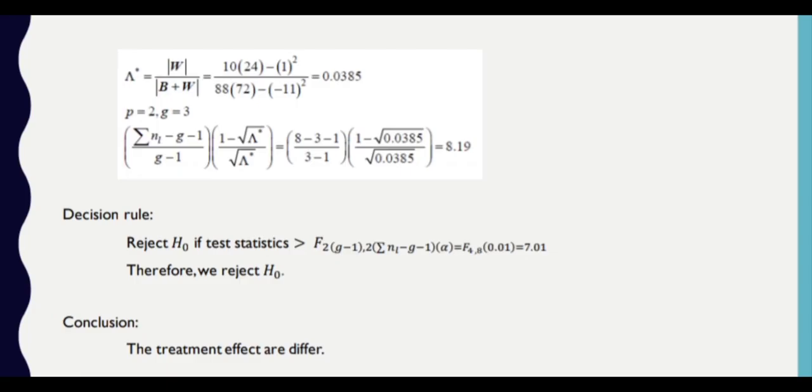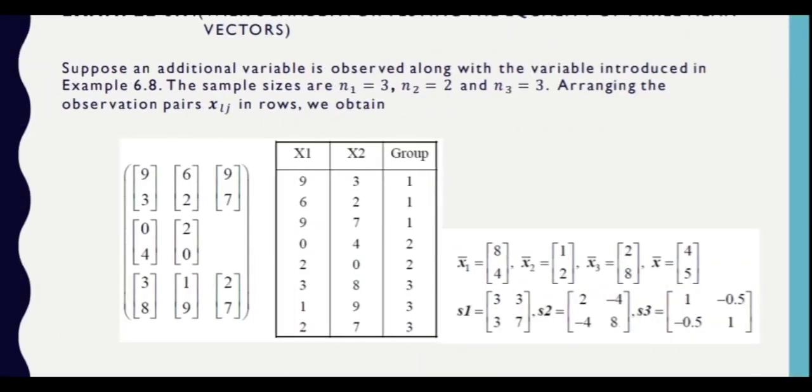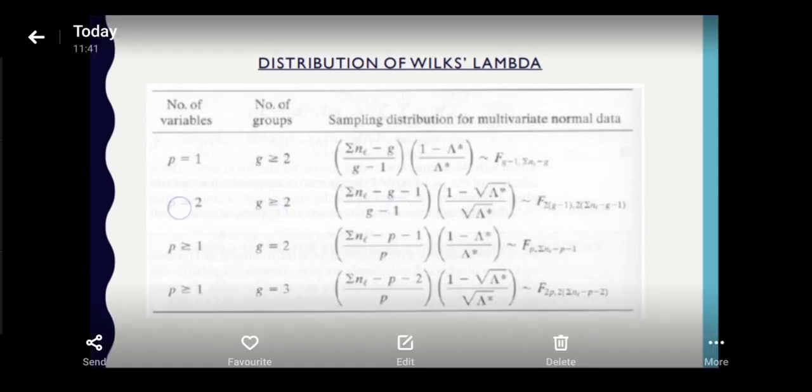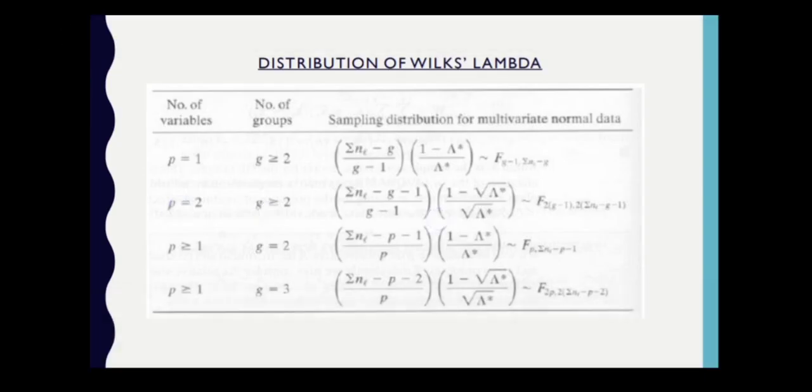Okay, so we want to use which distribution to compare and which statistic. It depends pada how many variable involved and how many population involved. In this example, number of variable is 2, x1, x2, and the population we have 3 population tadi. So we use this formula, right? P2G3. So we will use this formula.